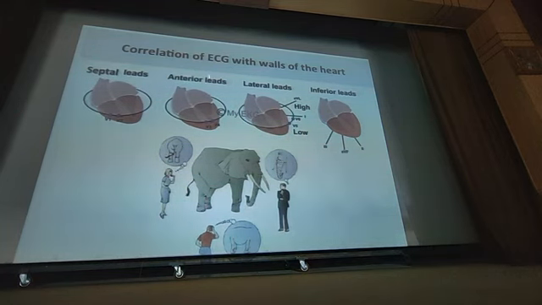Any abnormality in the anterior of the heart will give you change in V3 and V4. Any abnormality in the lateral leads, lead 1, AVL, V5, V6, okay? The lateral wall of the heart. Again, for example, if there is infarction, the ST elevation will occur in these leads together.